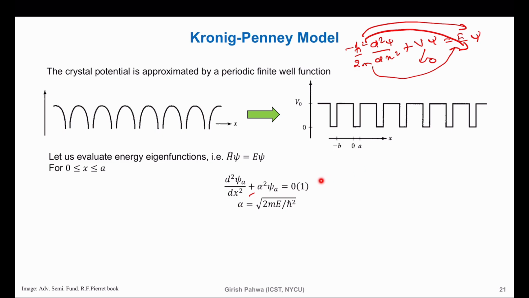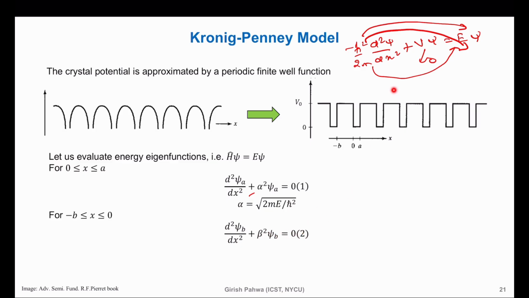Now what kind of solutions this will have, we will see, but before that let me write the equation for minus b to 0 as well. So for minus b to 0, again my V is V naught here. So d2 psi b by dx square plus beta square psi b equal to 0.